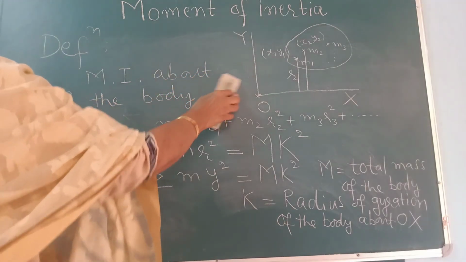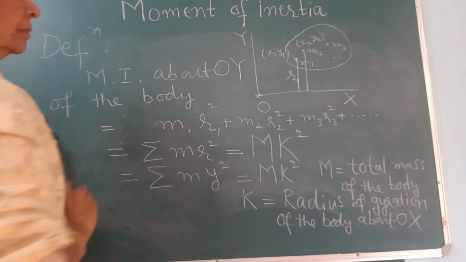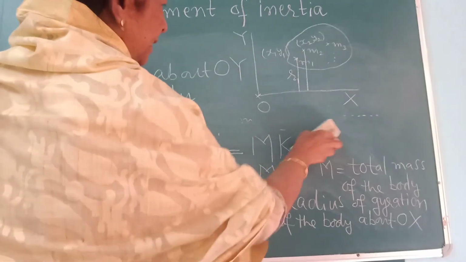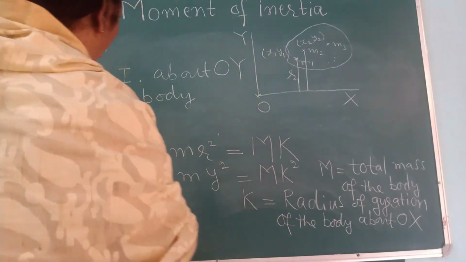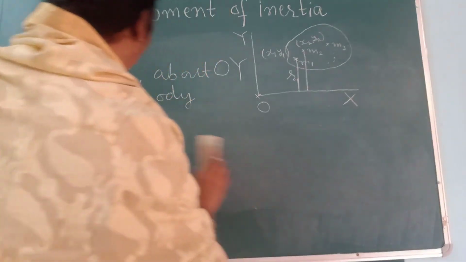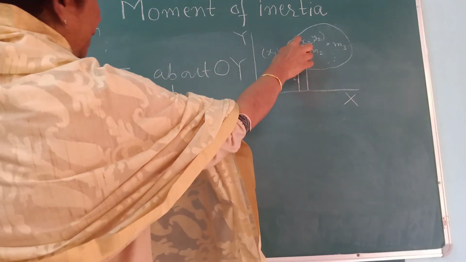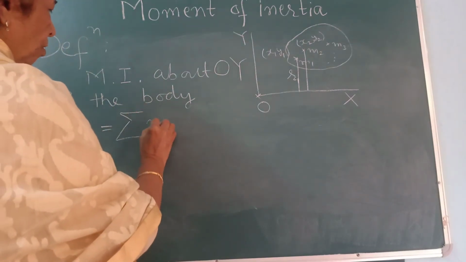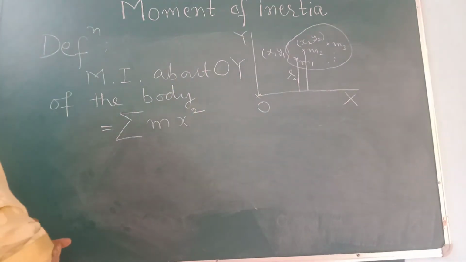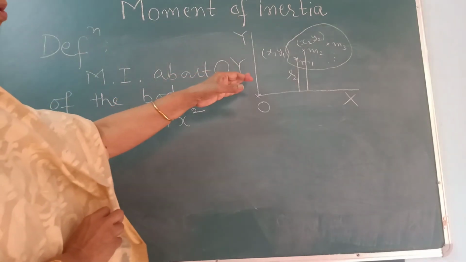Now, if you want to find the moment of inertia about OY, then you have to measure the perpendicular distances from this axis, and you can observe the perpendicular distance will be, for M1 it is x1, for M2 it is x2, so it will be summation of m x square. So that will be the moment of inertia of the body about OY.